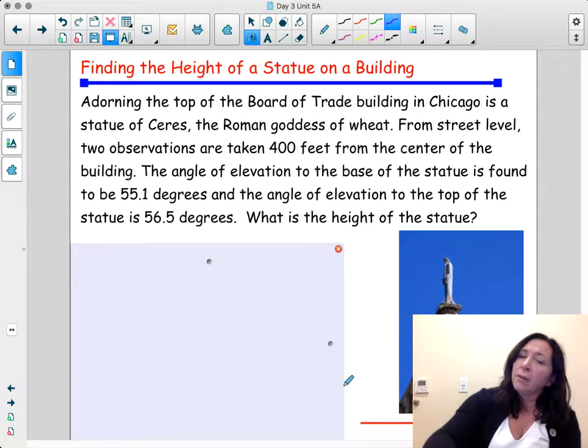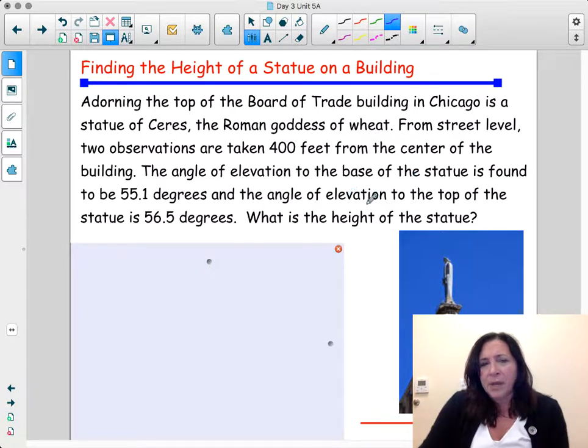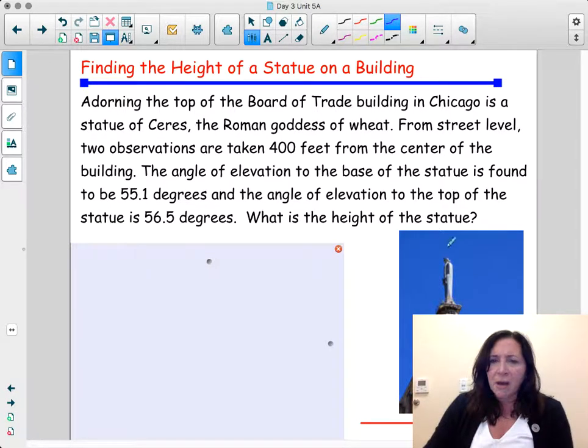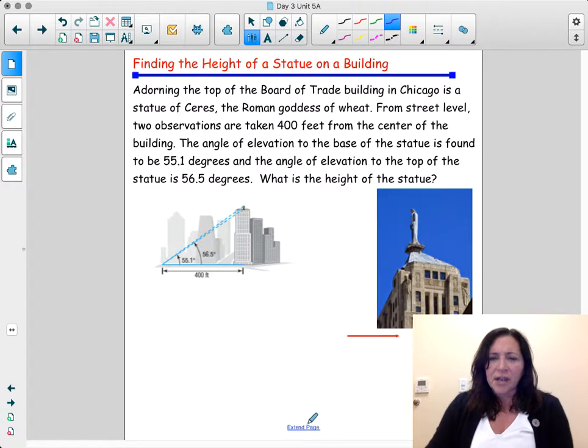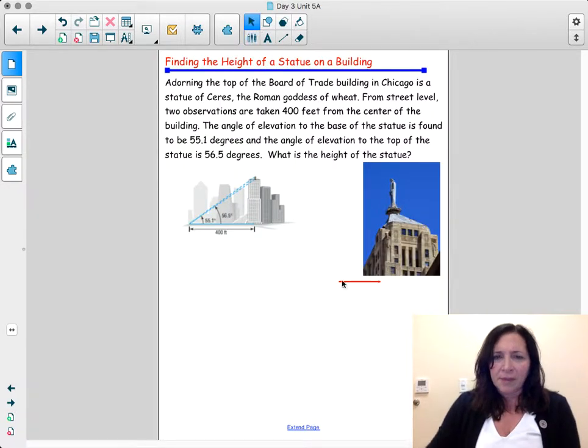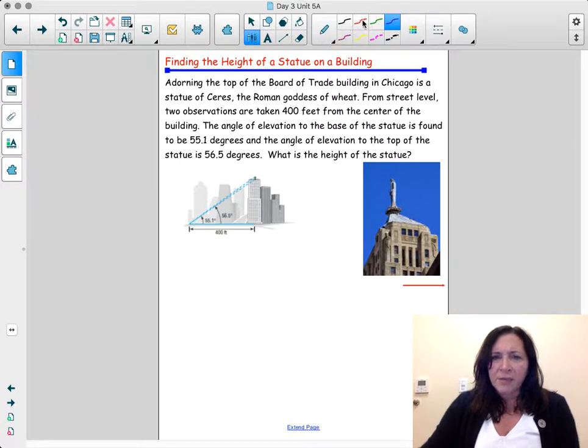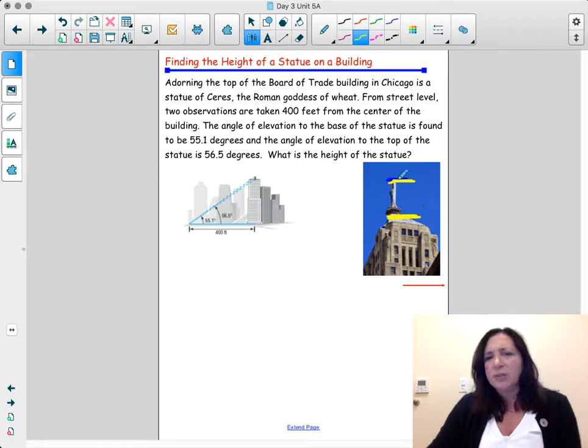So this problem actually is pretty tricky. If you pause the video for a minute and try to set this up yourself, read the problem, set it up. Okay. All right. So what this question is actually asking you to do, and I know I made this kind of small, is to find the height of the statue that's standing on top of this building.